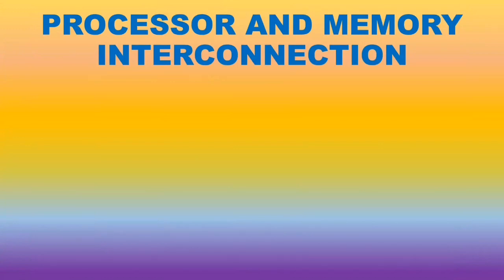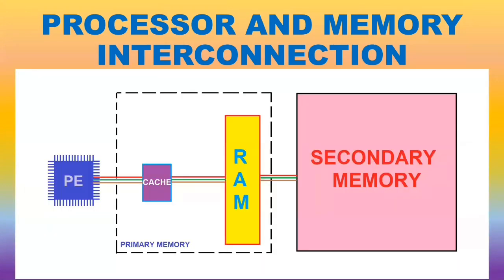In our previous class we already saw how the processor and memory are interconnected. This is the basic diagram of how the processor is connected with the memory elements: there is cache and RAM, which are called primary memory. Cache is directly attached to the processor, RAM is attached to the cache, and the secondary memory, that means hard disk drive or flash drive, is directly attached to the RAM. So this is the basic interconnection between processor and memory.